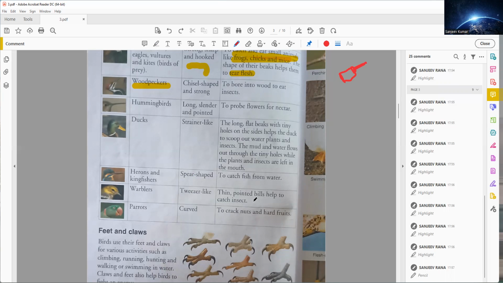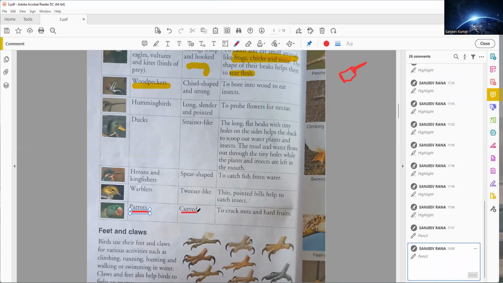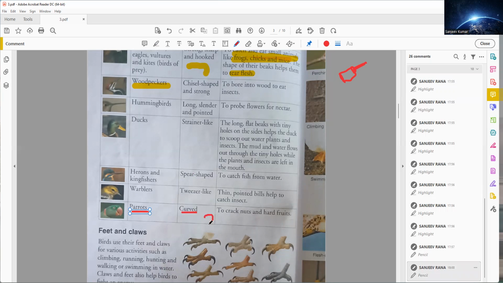What are tweezers? They have pointed bills which help to catch the insect. Quickly they grab it, they are thin, and they will catch the insect. Then comes the parrot. Parrots have a curved shape, curved, like a bend. Again, it is to crack the nut. That is why we say they have a very hard beak, and if you put a finger inside, the shape is such that they can cut our finger like this. So if a finger is here, they can cut our finger too. In this way they can grab.